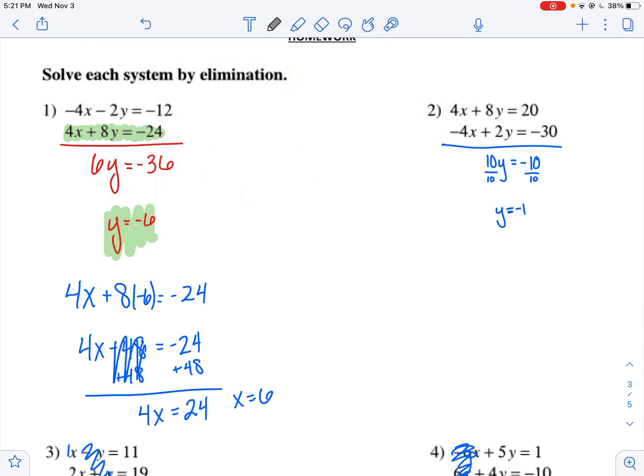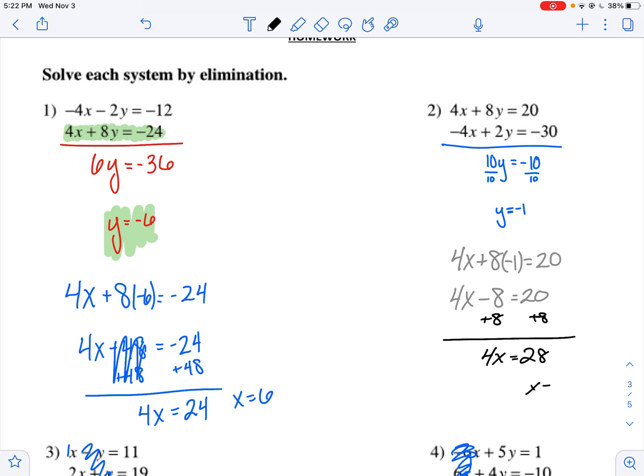So I'm going to rewrite my equation. 4x plus 8y equals 20. But what is y? Instead of a y, I can put a negative 1. And then we can simplify. 4x, 8 times negative 1 is a negative 8. And just copy down the rest of the equation. And I want to get 4x by itself. So how do I get rid of that negative 8? Well, I can add 8 to both sides. 4x equals 28, or x equals 7.